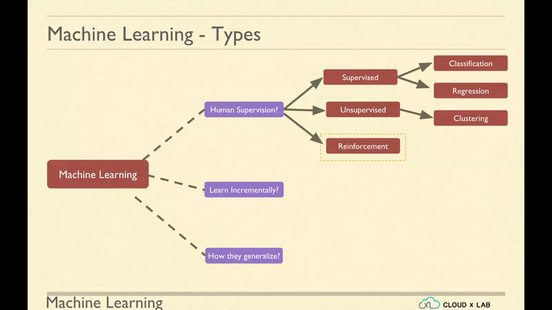The third one is reinforcement learning. Reinforcement learning is a very interesting example because it kind of belongs to supervised learning, but it's a little different because of the way it happens. The example that we took today related to playing Mario is reinforcement learning.